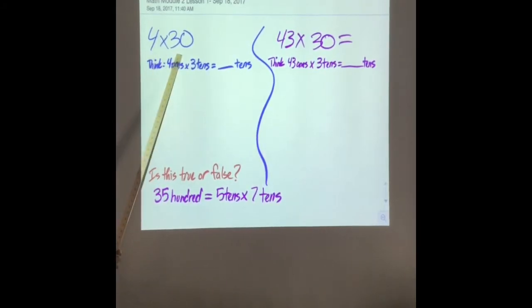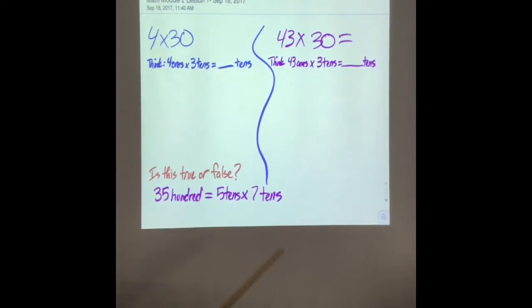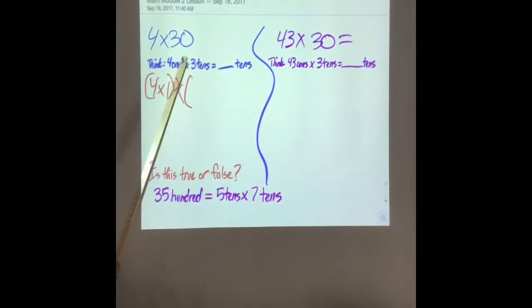We have 4 times 30. You need to think 4 ones. So we're going to write that down. 4 ones. What would that be when I multiply? It would be 4 times 1. Excellent. Then we're going to multiply it. And we've got 3 tens, right? 3 tens. So what are we going to multiply there? 3 times 10.